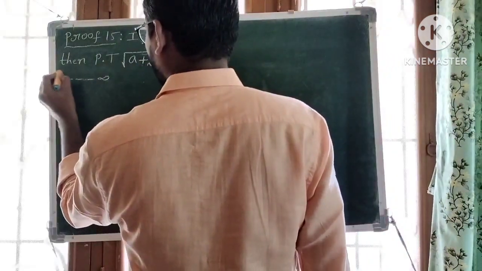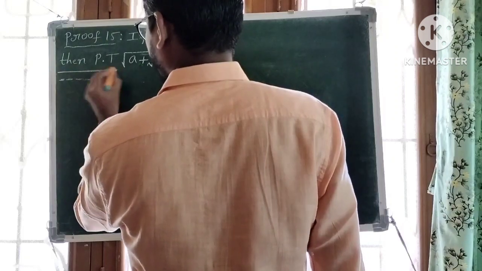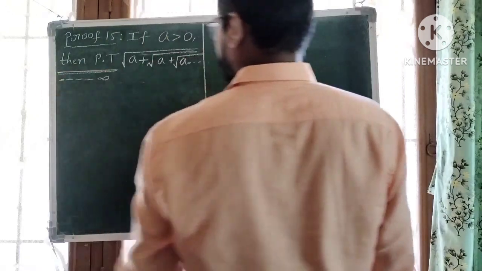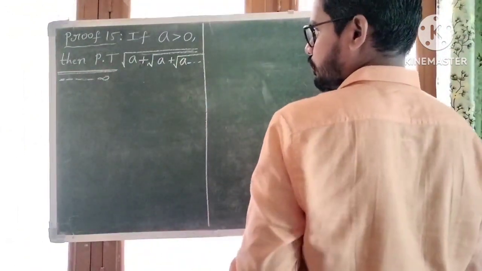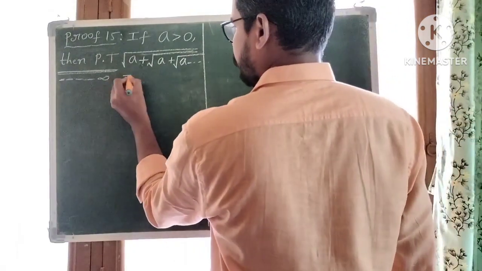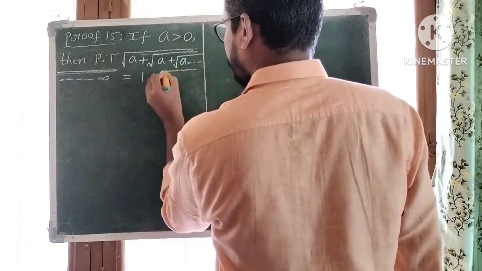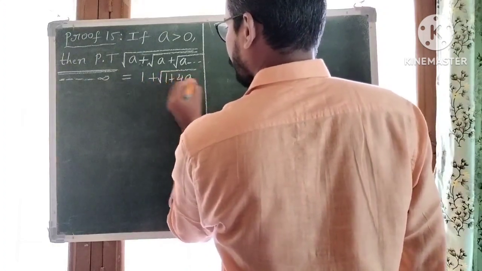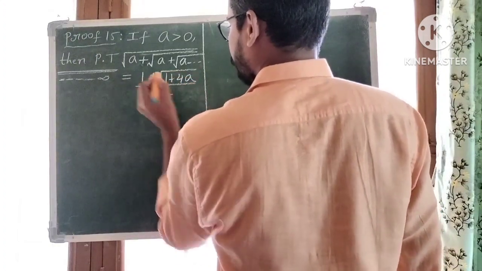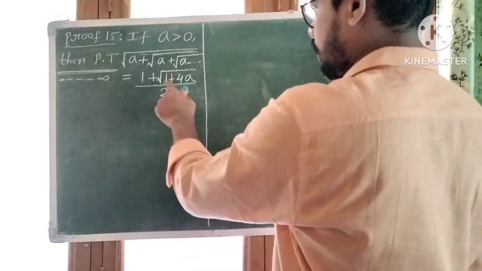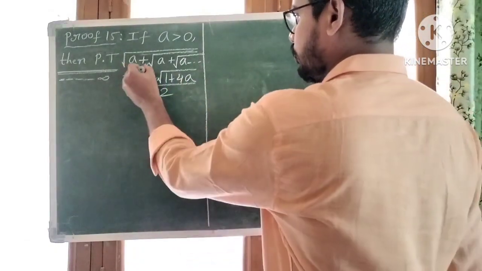So the square root is applied how many times? Infinity times. So on infinity times is equal to 1 plus root over 1 plus 4a, whole divided by 2.